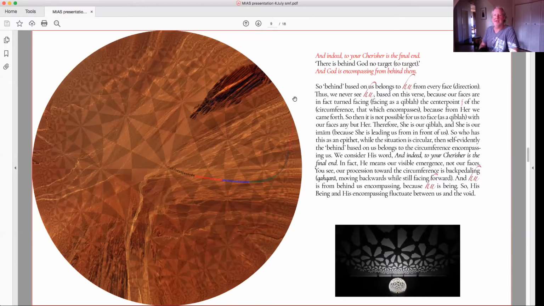And then God is encompassing from behind them. So again, the pivot is moving backwards, backpedaling, and God is encompassing from behind them. This gives us this imagery as well: as the pivot is backpedaling, God is encompassing from behind. So Ibn Arabi says, the behind based on us belongs to Him from every face, every direction. Thus, we never see Him based on this verse, because our faces are in fact turned facing as a qibla the center point of the circumference of that which encompasses. So we're always facing this center point.